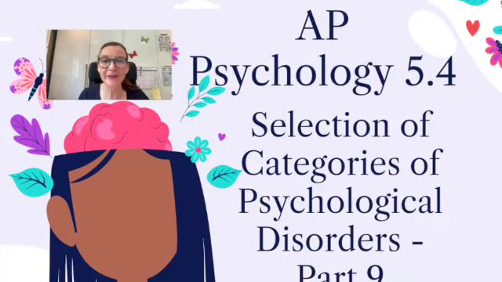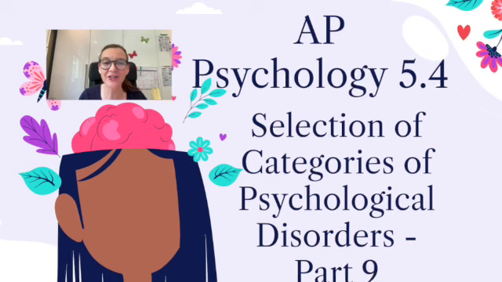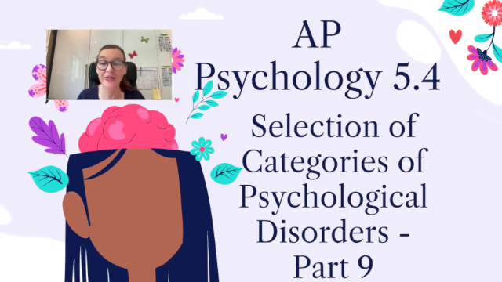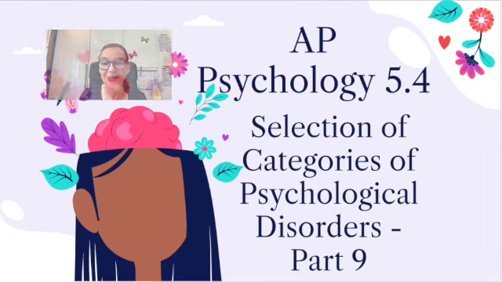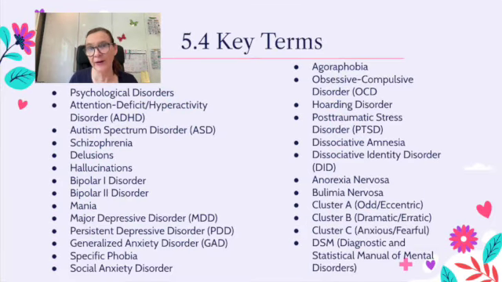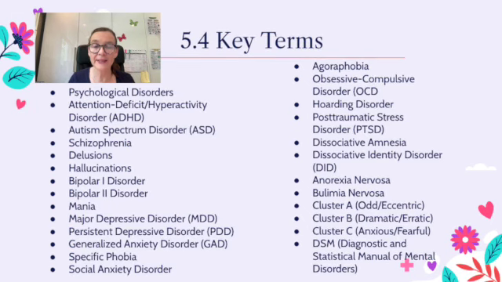I'm Deborah Hanson, and today we're going to be looking at AP Psychology 5.4, selection of categories of psychological disorders. There are 10 CED questions for this section of Unit 5. This is number 9. On these slides, you're going to see the key terms for the entire section of 5.4, so all 9 CED questions in this one.